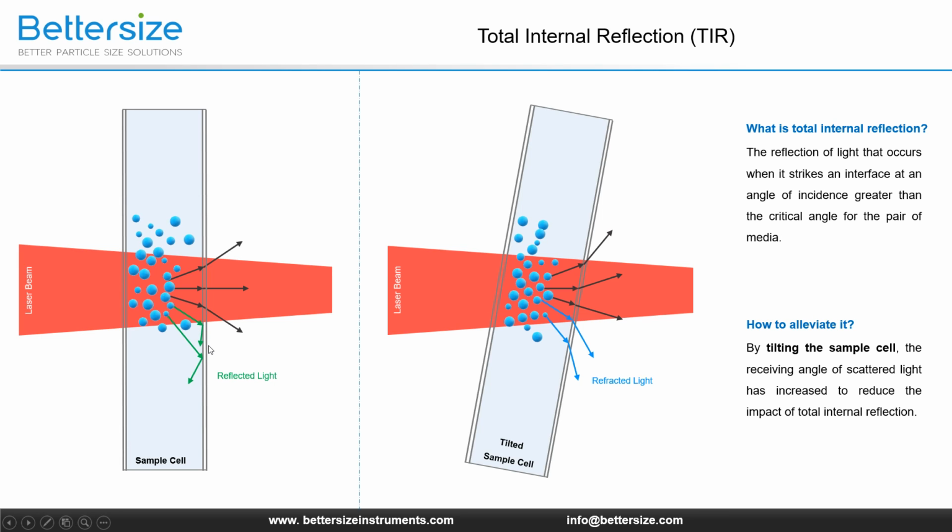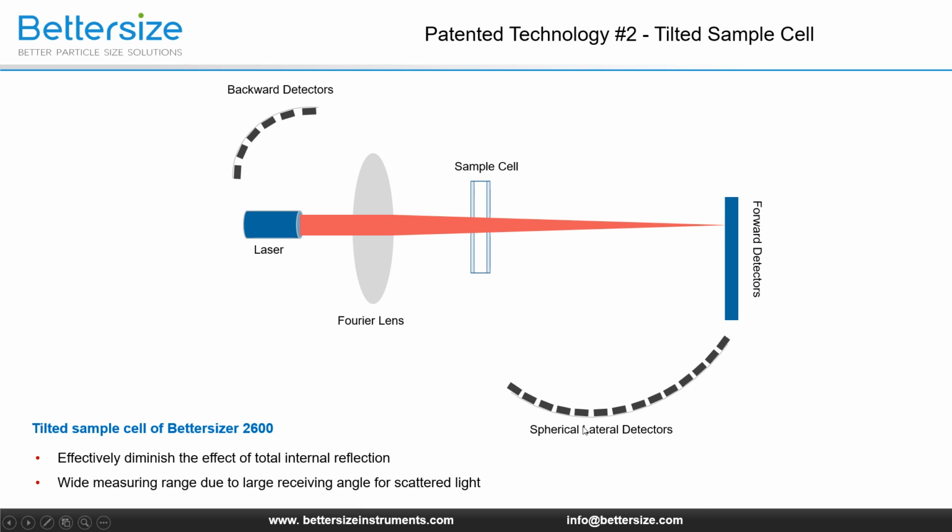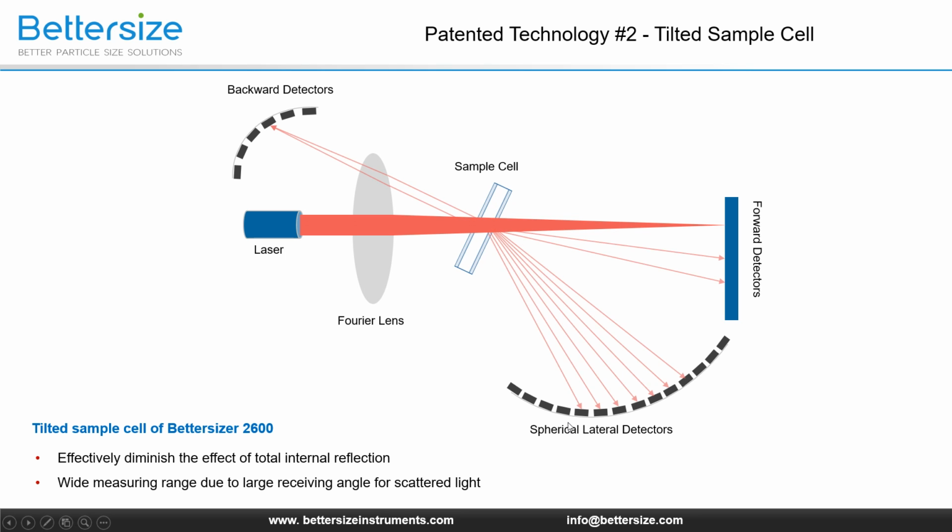It causes the effective receiving angle for scattered light to decrease, and overall reduces the detection range of an analyzer. Is there any approach to alleviate TIR? Yes, tilt the sample cell. By tilting the sample cell, there is less reflection and more refraction, as shown in the left figure. So, the Bettersizer 2600 puts the sample cell at a specific tilted angle to reduce the impact of TIR and increase the receiving angle of scatter light.